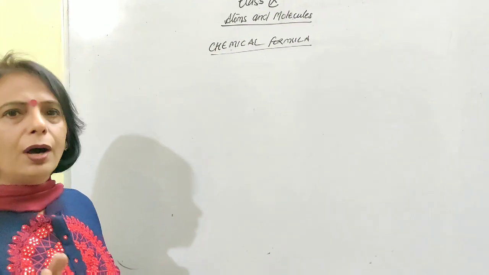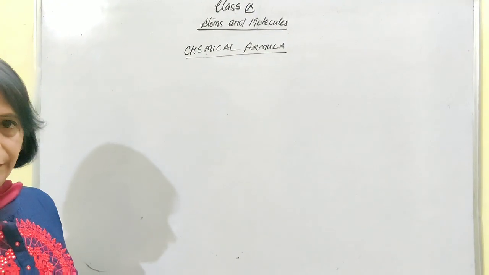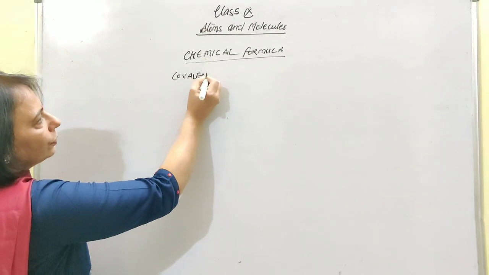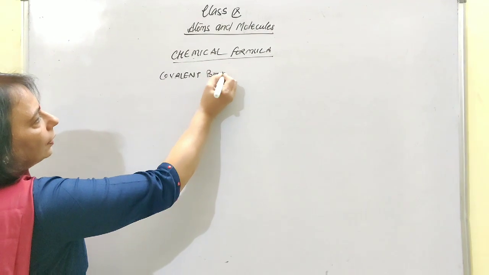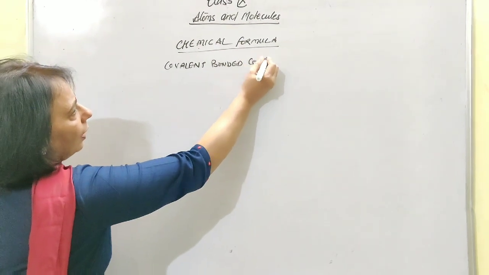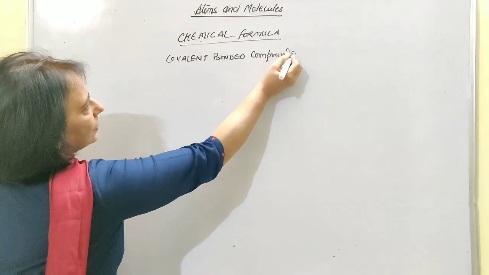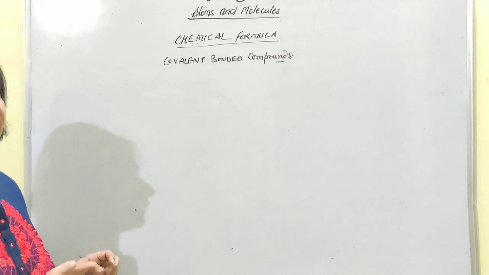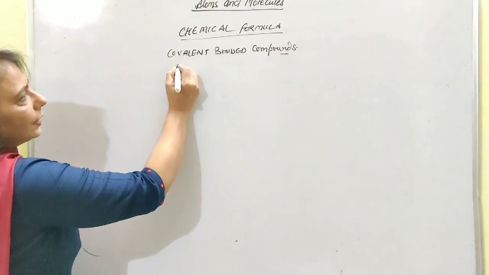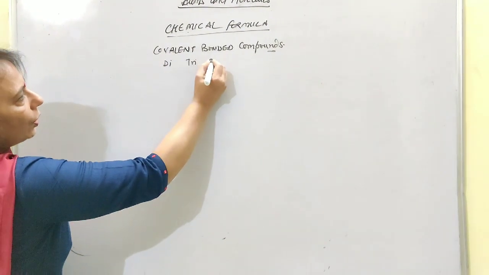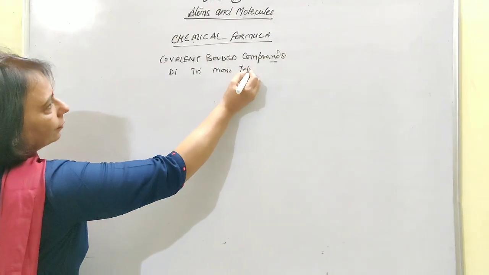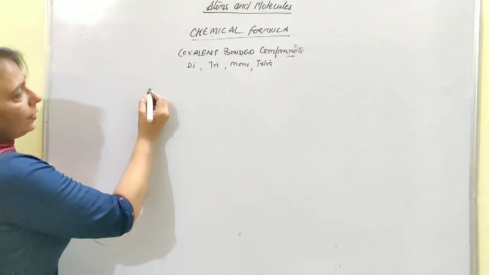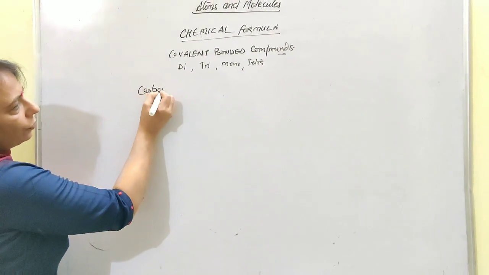Till now I told you how to write down the formulae of ionic compounds. Now I am shifting you to writing the formulae of covalently bonded compounds. Okay, how to write down the formula of these compounds? Whenever you come across these types of compounds, you will definitely find the words di, tri, mono, tetra, penta, hexa. Okay, let me tell you how to write these down.